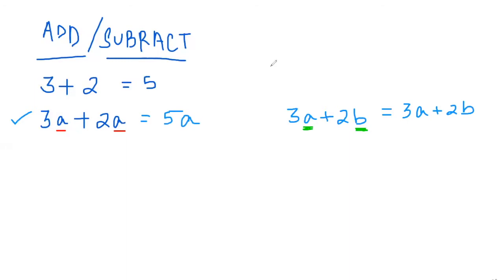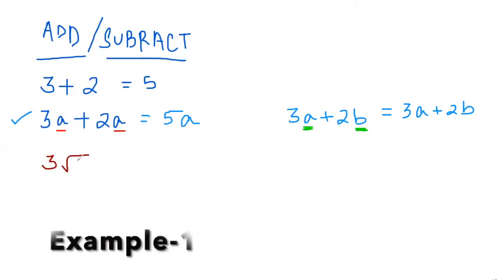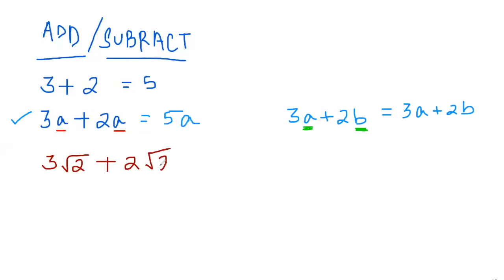Same rule we follow for radicals. If the radicals are same, or they are like terms, then we add them, otherwise we don't add them. So for example, let's say you have 3 root 2 plus 2 root 2. This expression has the same radical, root 2, so we can add it. You can consider this root 2 as a. The way you added 3a plus 2a, you can add here. 3 root 2 plus 2 root 2 will be 5 root 2.